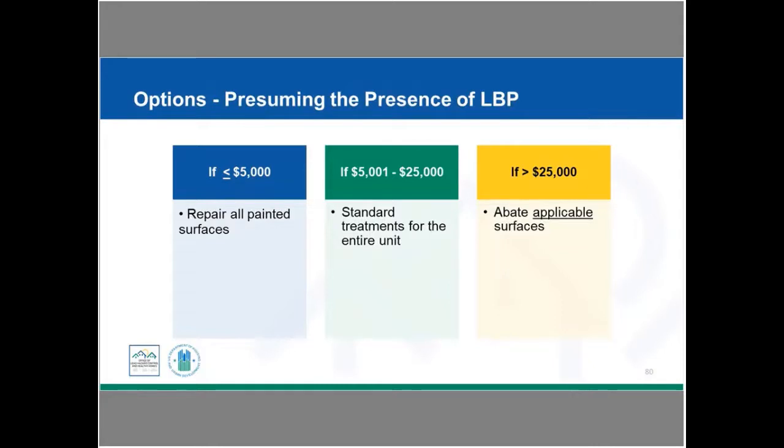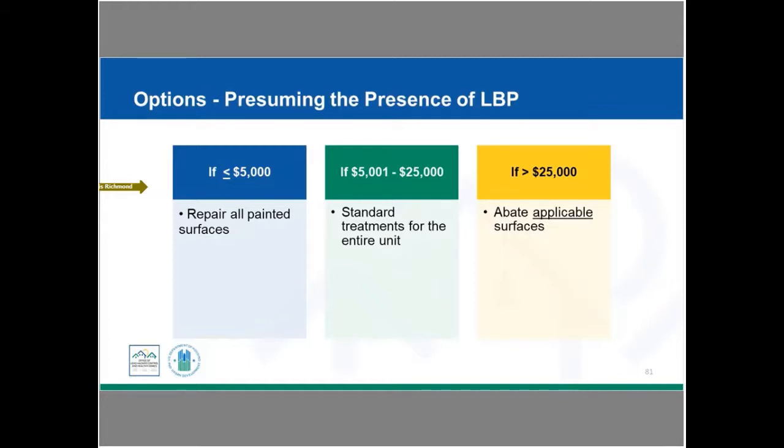Here's the different things that need to be done. So if you're presuming, you have to treat all the deteriorated painted surfaces, and you potentially could be spending funds to treat painted surfaces that do not actually contain lead. So that is one risk to take if you're presuming. If you are in the category of up to and including $5,000, you have to repair all the painted surfaces.